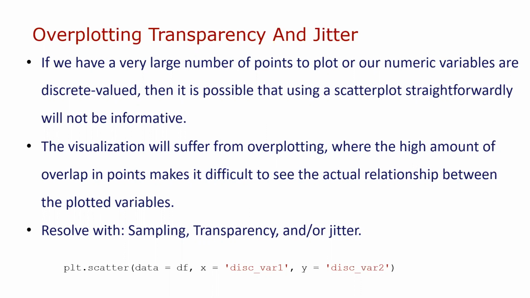And actually, it's not that much recommended. We do sampling in other types of data, but not here. The second thing is transparency. What do you mean by transparency? I have this set of points, and depending on how many points are overlapping, we give a point a light color.